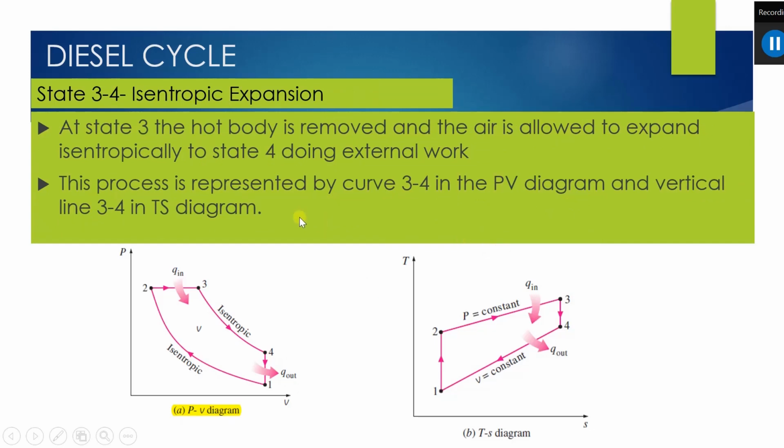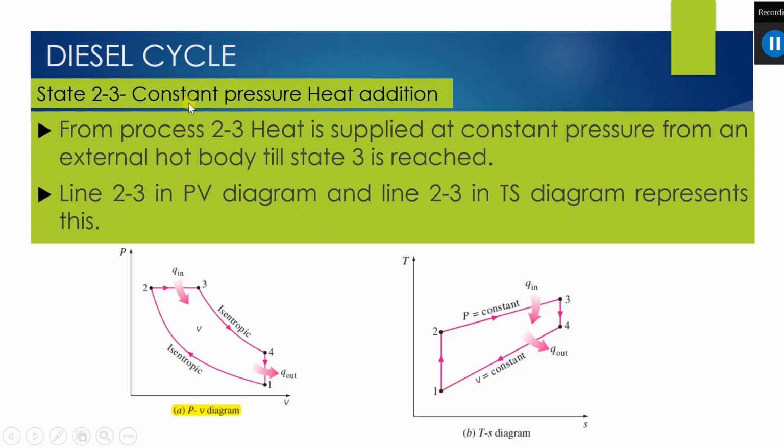So in the next process, that means 2 to 3, it is a constant pressure heat addition process. In this process, heat is supplied into the system or the cylinder by an external source. That means heat is supplied at constant pressure from an external hot body till state 3 is reached. Heat is added from state 2 till state 3 is reached. Okay, so it is a constant pressure process in which the pressure of the system remains constant. Okay, and the line 2 3 is shown on the PV diagram and on the TS diagram, as shown here in the pressure-volume and temperature-entropy diagrams.